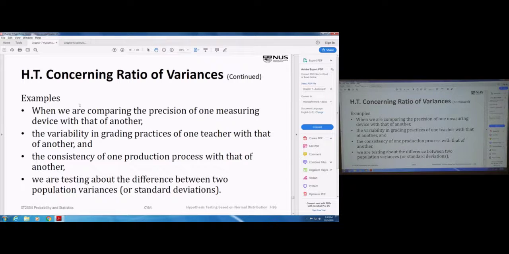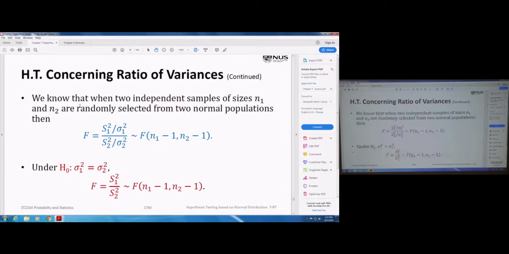Okay, so why would you want to do that? Well, when we're comparing the precision of one measuring device with another, for example the variability in grading practices of one teacher with that of another, or the consistency of one production process with the other. In these situations you would be interested in the ratio of the variances. Whenever you're interested in a pair of underlying processes, you might be interested in the associated ratio of precision or variances.